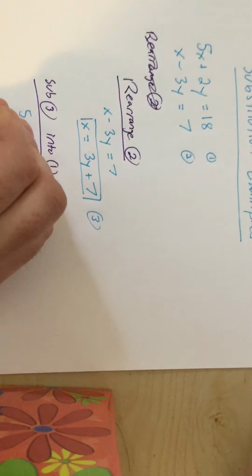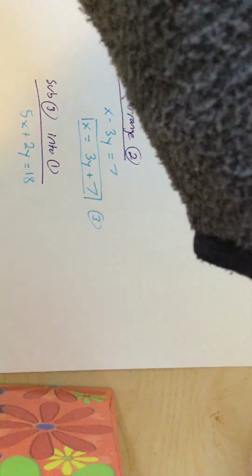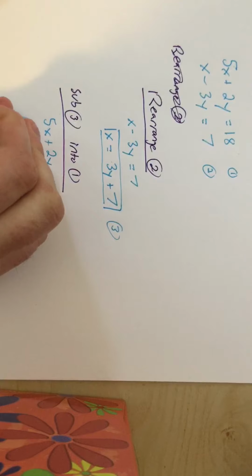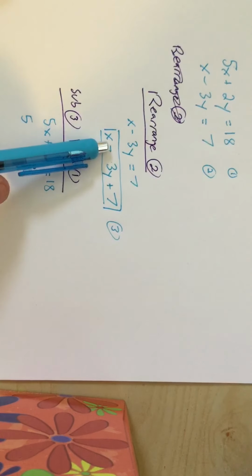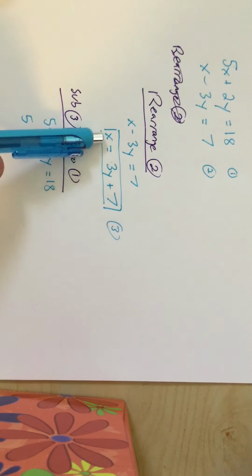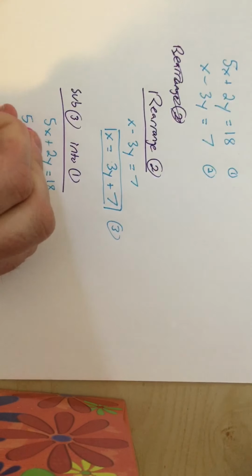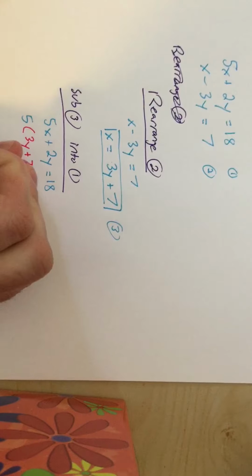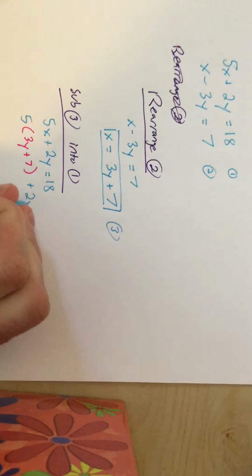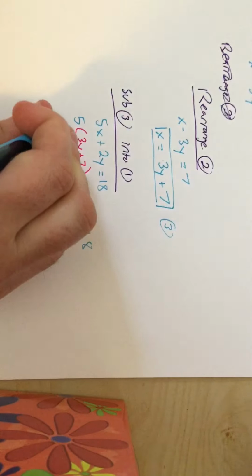So equation 1 is 5x plus 2y equals 18. Here I isolated for x, so now I'm going to put it into the x. Everything stays the same, except instead of writing x, I write 3y plus 7 in brackets, plus 2y equals 18. And now we algebra it a bit.